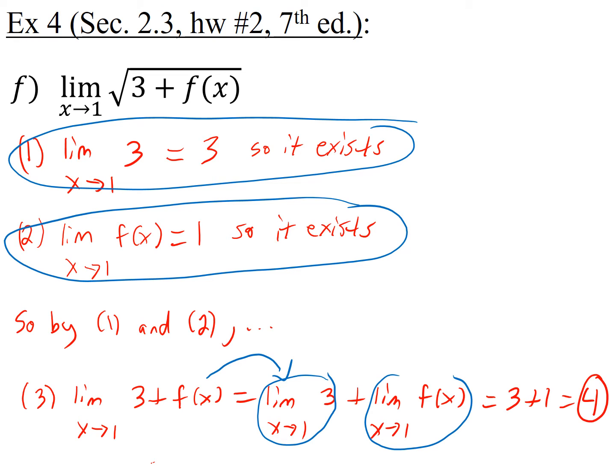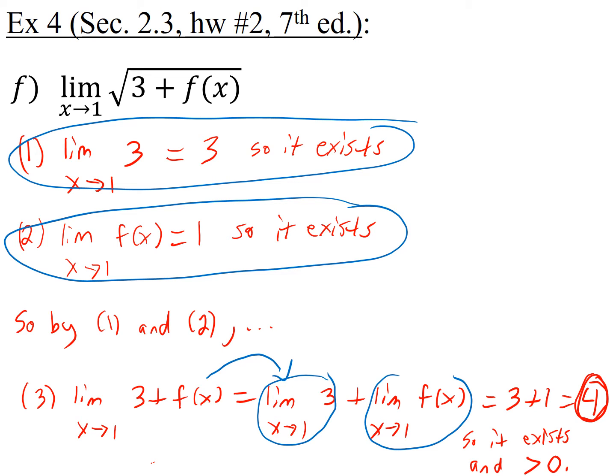But now we know that the limit of the inside exists and is positive. Remember, eventually we're going to want to put the limit inside the root. Actually, that's our next step. We can only put the limit inside of an even root if the limit of the inside exists and is positive. So once we found the answer is 4, we can see it exists and is positive. So I'm going to write, so it exists and it's greater than 0.